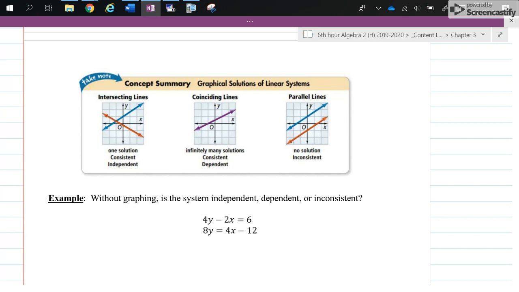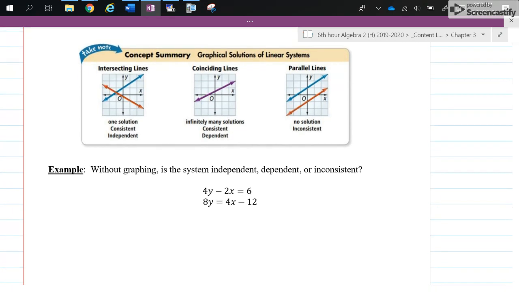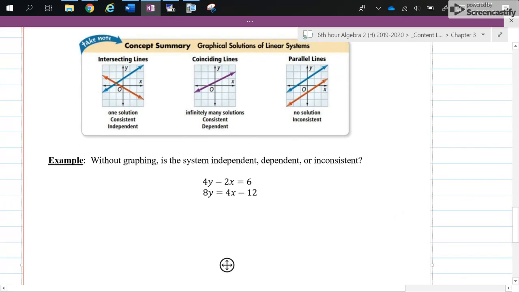And then lastly, if the two lines have the same slope but not the same y-intercept, then they are going to be parallel. And if the system has two parallel lines, then the system has no solution, and we call it an inconsistent system. So without graphing, we could tell whether this system is independent or dependent, or maybe inconsistent, by putting the two equations in slope-intercept form.